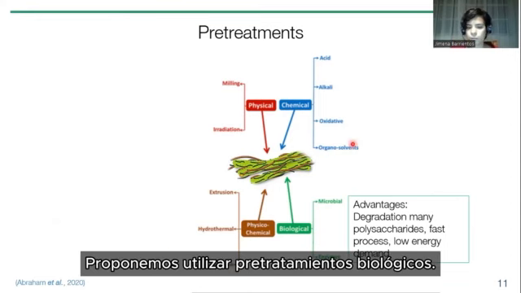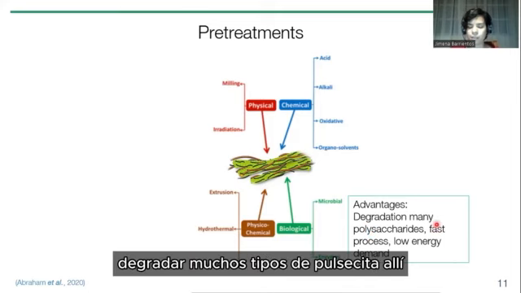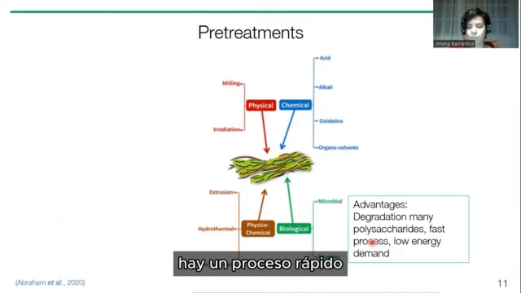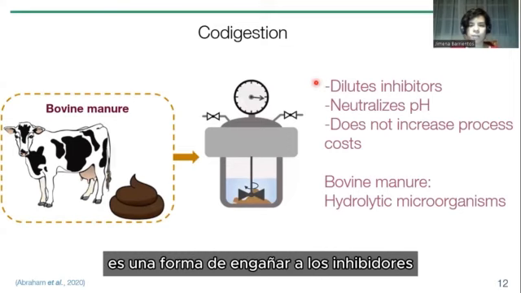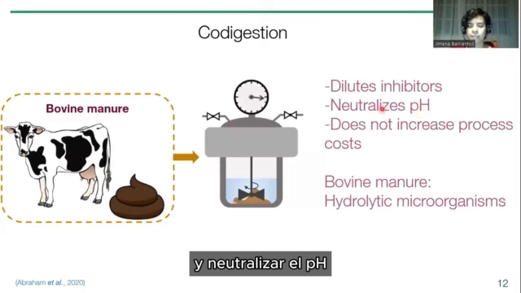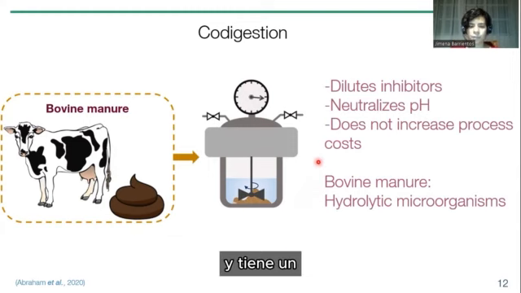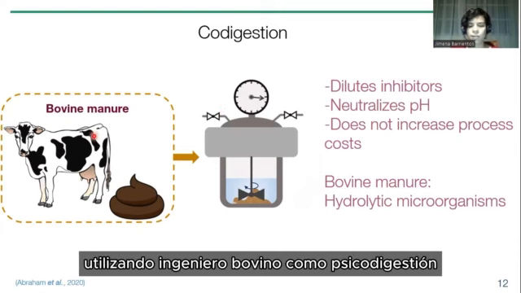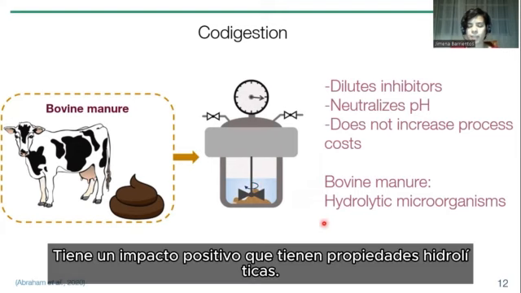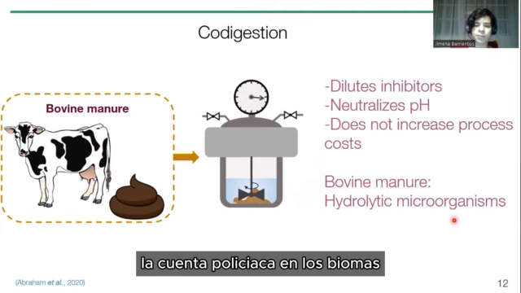In this project, we propose to use biological pretreatments because they have the advantage that they degrade many types of polysaccharides, they are a fast process, and they require low energy. Also, co-digestion is a way of diluting inhibitors and neutralizing pH in the process of anaerobic digestion, and it has the benefit that it does not increase process costs. Using bovine manure as a co-digestion substrate has the positive impact that it has hydrolytic microorganisms that can also degrade the polysaccharides in the biomass.